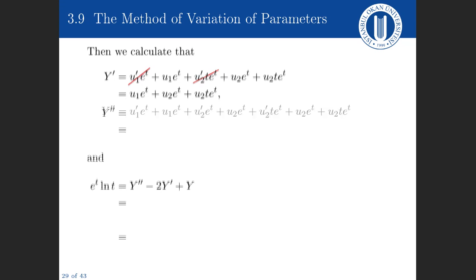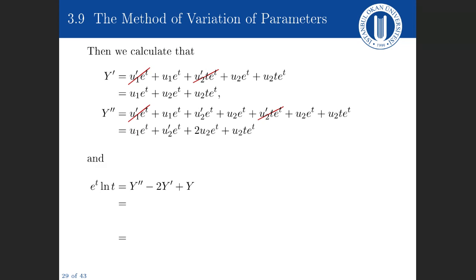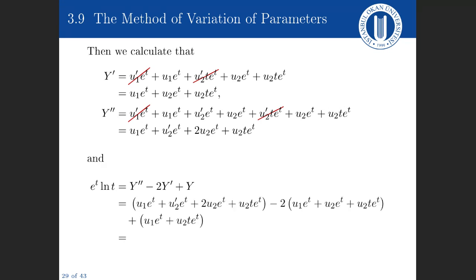We're going to differentiate this again. And then we're going to use the extra condition to simplify some terms. Okay, we can cross out two terms. And we're left with y double prime is u1 e to the power t plus u2 prime e to the power t plus 2 u2 e to the power t plus u2 t e to the power t. Now we put these into our differential equation. And we're going to simplify as much as we can. What can we cross off? We have u1 e to the power t minus 2 u1 e to the power t plus u1 e to the power t. That's 1 minus 2 plus 1. These will all cancel.